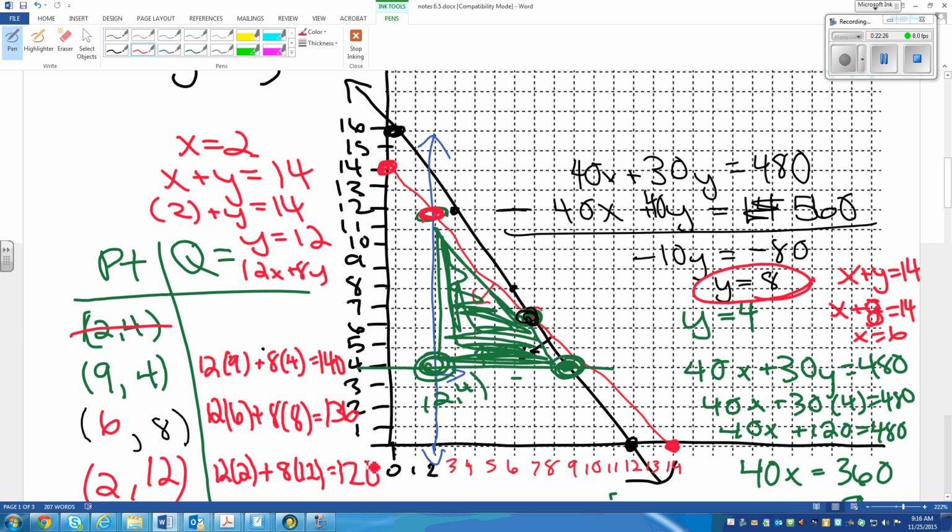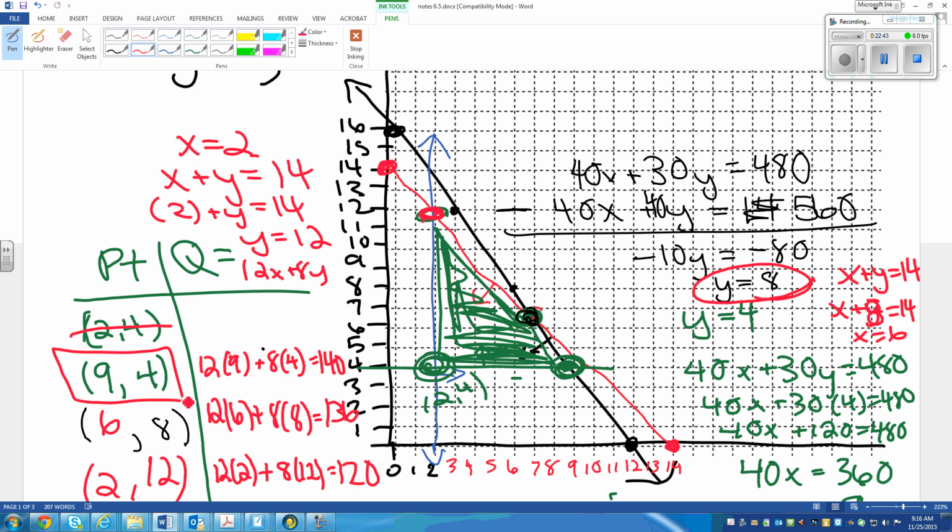Which one's our max? 9 and 4. What does that tell us? 9 comma 4. You should make 9 cars and 4 trucks to maximize your revenue for your workday.